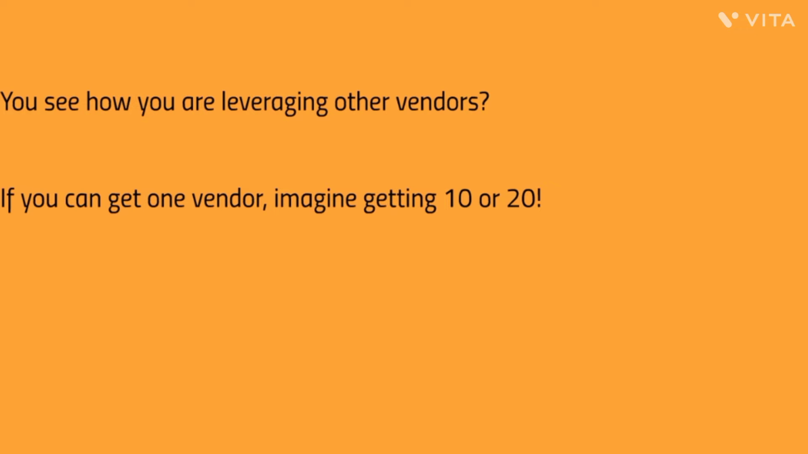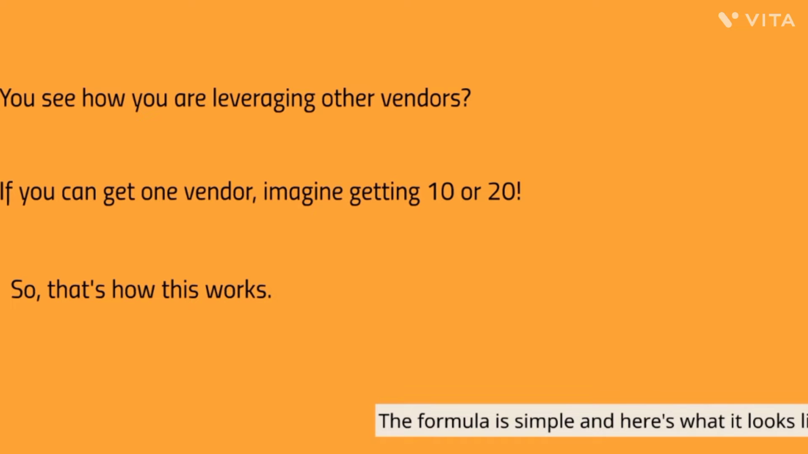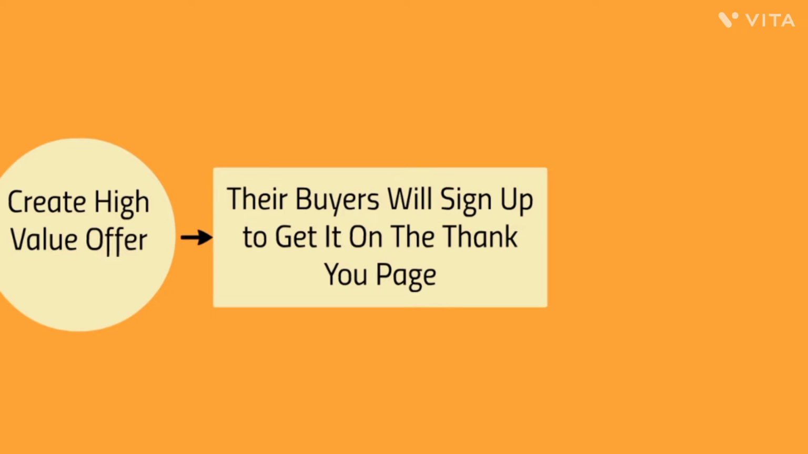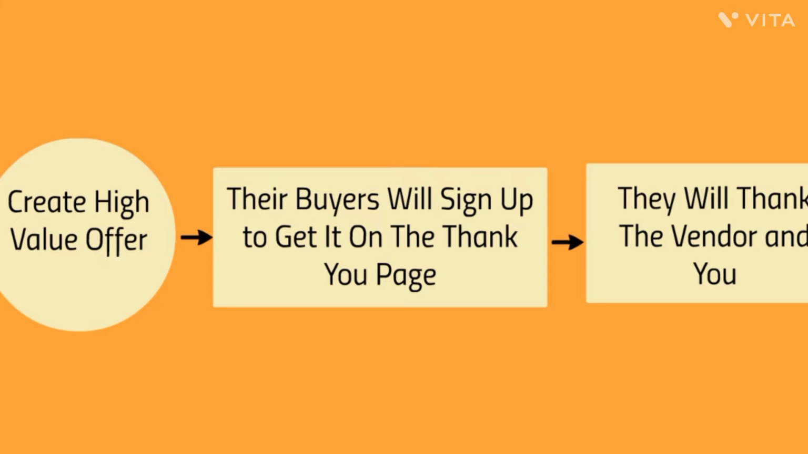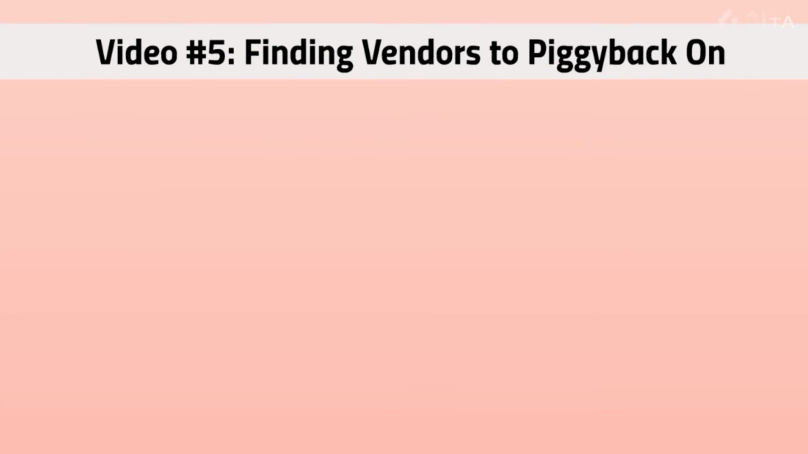So soon you will have a list of 100 people, and these 100 people will convert at a higher rate as long as you provide them with high value. So this is basically how this works, and the formula is pretty simple. As a recap, this is what it looks like. You create a high value offer, you get the buyers to sign up on your subscription form to get them to the thank you page, and that's it. They will thank you, they will thank the vendor. So with that said, let's move on and let's find some vendors to piggyback on.